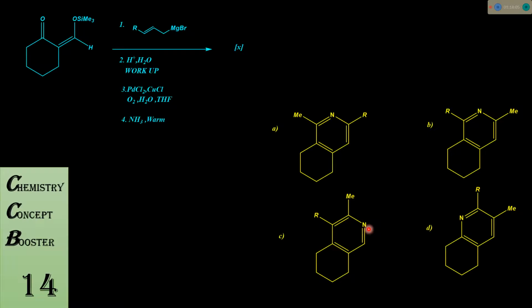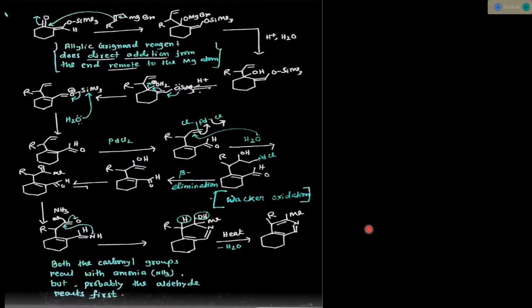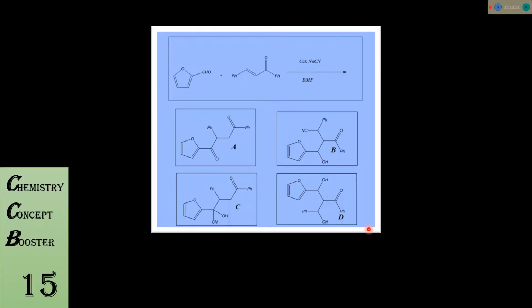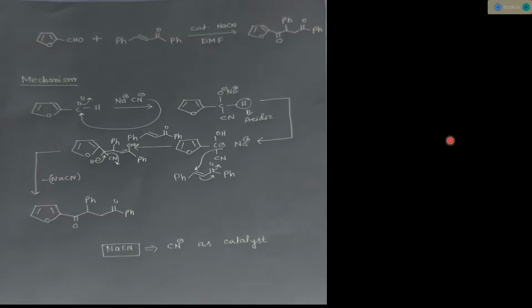So this is chemistry concept booster 14. Now let's move to the next question. This is a furfural aldehyde. This is an alpha beta unsaturated carbonyl. If we use catalytic NaCN in DMF, what will be the product? Now let's see the answer.